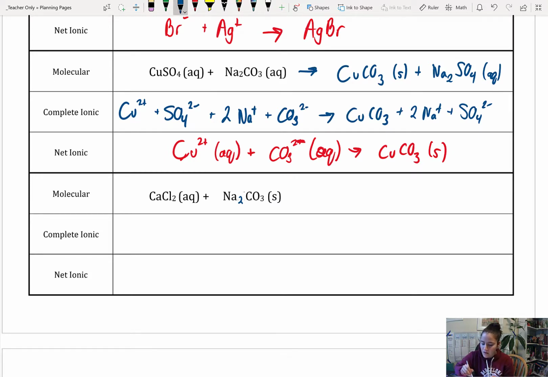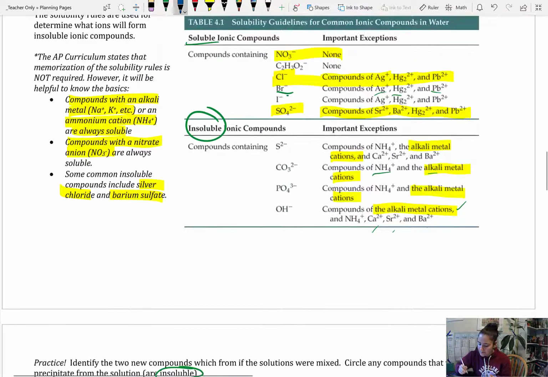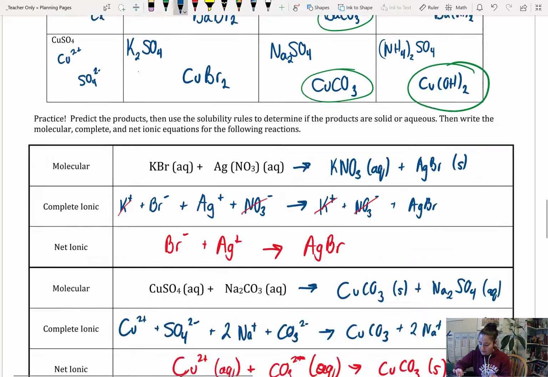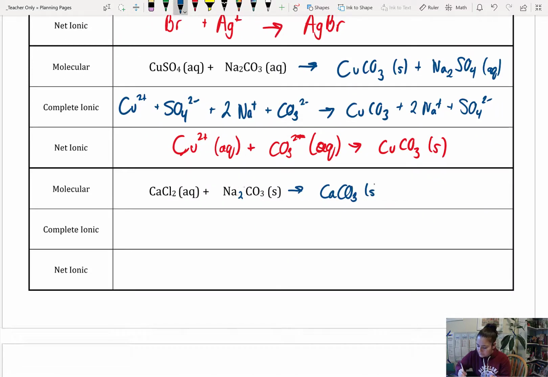Okay. So when it reacts, we will form calcium carbonate. Now, calcium carbonate, let's look at our solubility rules. Carbonate is typically insoluble, and calcium is not one of the exceptions. So it's going to form a solid. And then we have the sodium chloride, which is salt, which we do know dissolves in water.